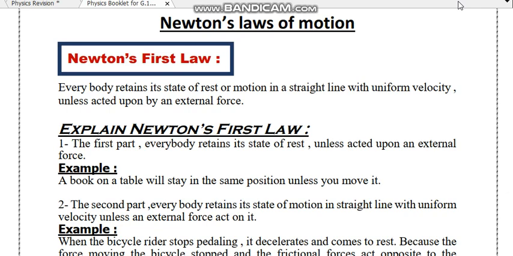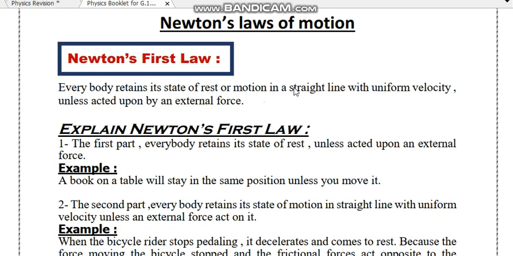Today, we will revise what we have taken in this quarter. So, we talked about Newton's laws of motion. We have Newton's first law, second law, and finally third law. Okay, let's revise. Newton's first law says that every body retains its state of rest or motion in a straight line with uniform velocity unless acted upon by an external force.